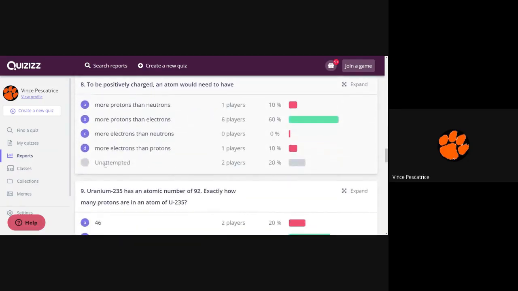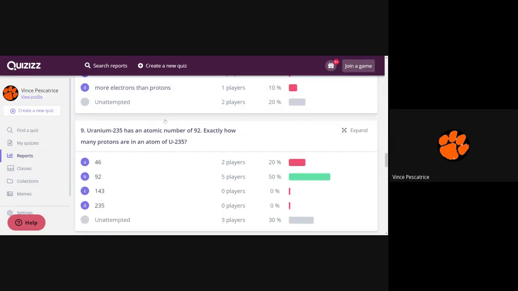Which would be a positive charge? Everyone got this one right for the most part. More protons than electrons. Protons and electrons make up the charge in an atom. Protons are positive, electrons are negative. So if you have more protons than electrons, it's going to be, I'm sorry, positive. If you have more electrons than protons, that'll be negative. Whichever one you have more of, that's the charge it's going to have.